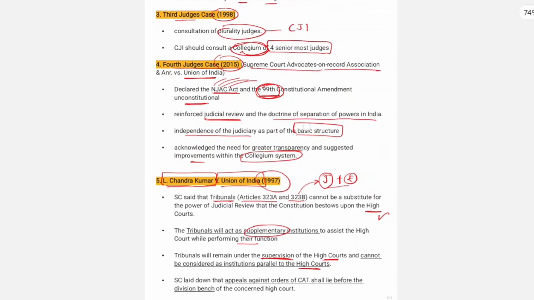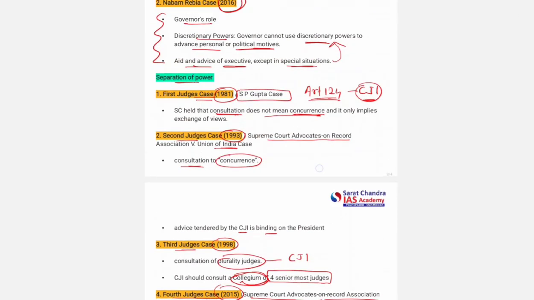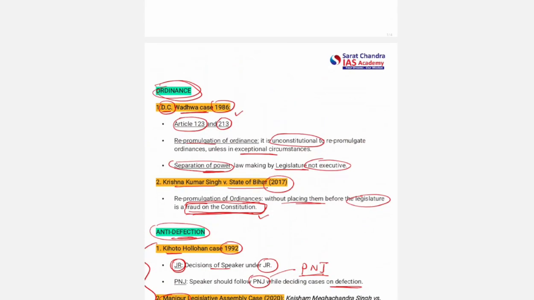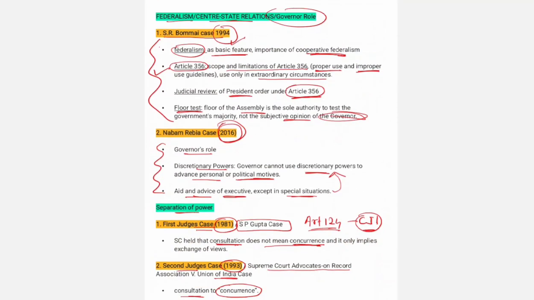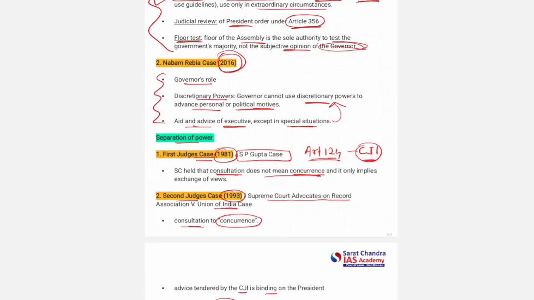So these are the important cases related to Supreme Court judgments on Ordinance, Anti-defection law, Federalism, Center-State relation, governor role, and separation of power.